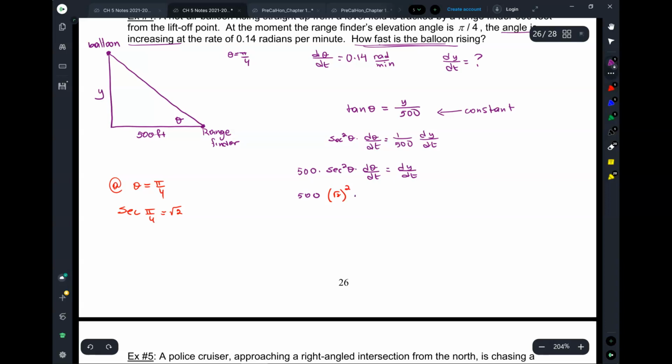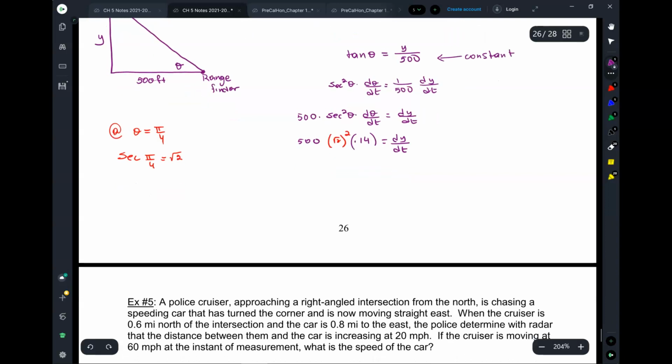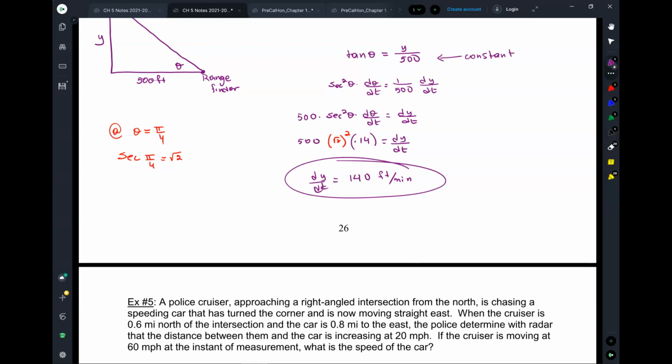Look at this. Root 2 squared is what? 2. Times 500, you guys know, 1,000. 1,000 times 0.14. How many? 140 feet per minute. That's dy dt. I know, that's definitely right.